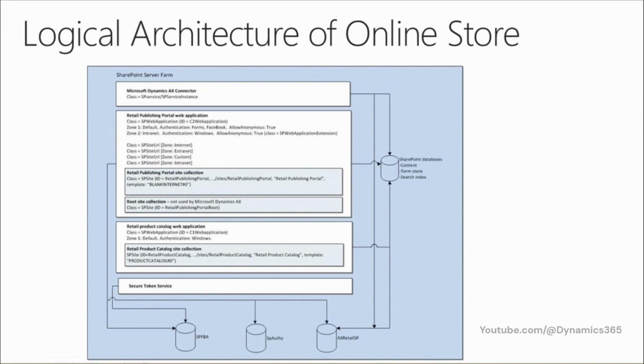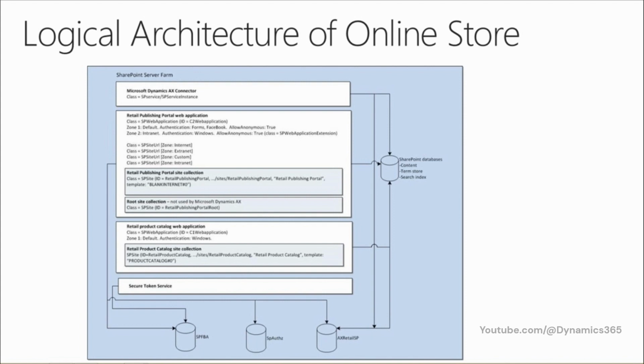The Retail Publishing Portal site collection is located in a separate web application. The publishing portal web application uses Windows authentication for designers and forms-based authentication for web users. The second web application is configured to also allow anonymous access for web users.